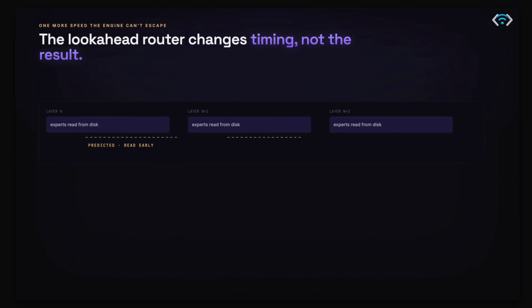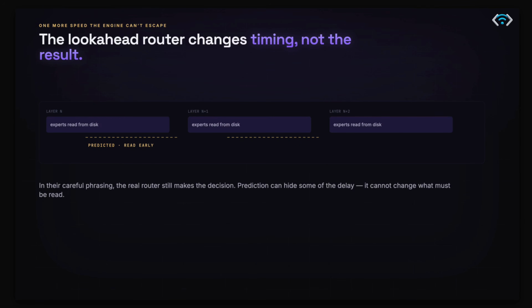And one more speed the engine can't escape. The engine tries to predict which experts the next layer will want, and starts reading them early. But in their careful phrasing, the real router still makes the decision. So this changes timing, not the result. Prediction can hide some of the delay. It cannot change what must be read.